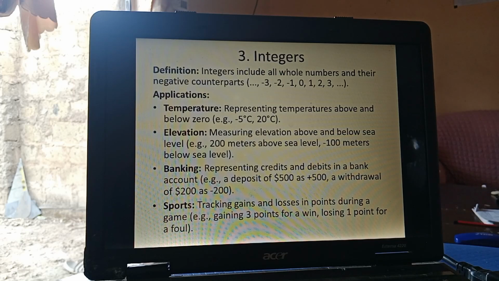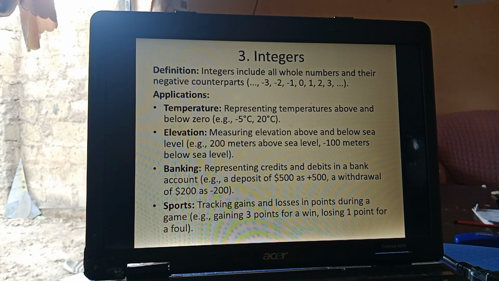Integers. So we have now gone through natural numbers and whole numbers. Now we come to integers. Integers include all whole numbers and their negative counterparts. For example, 0 is there, but you can see it is like it is dividing the negative and the positive. So you have 0, 1, 2, 3 towards the right, and then 0, -1, -2, -3 towards your left. These are known as integers. Application.